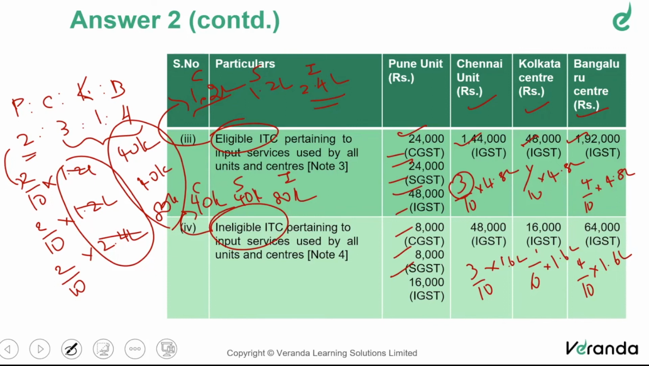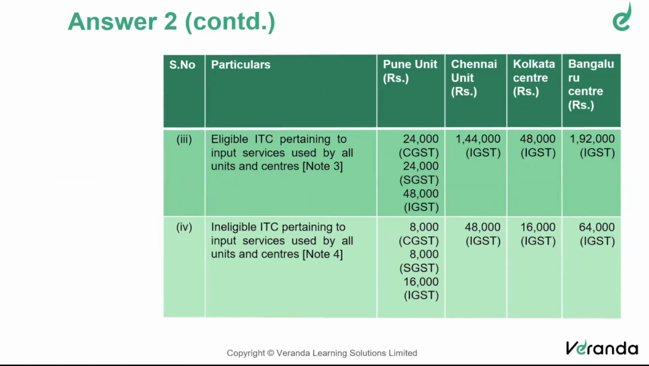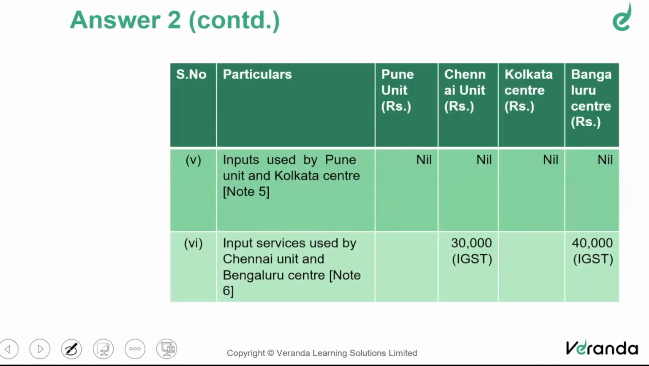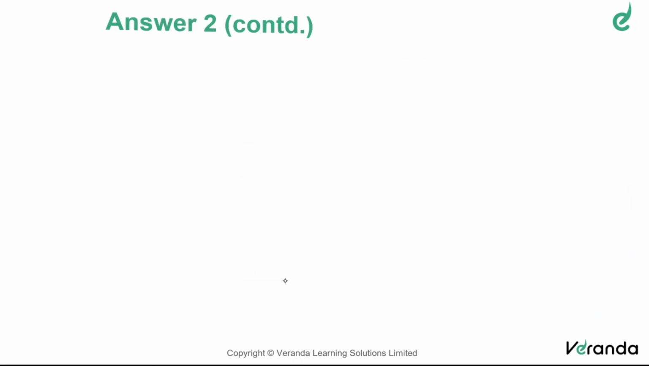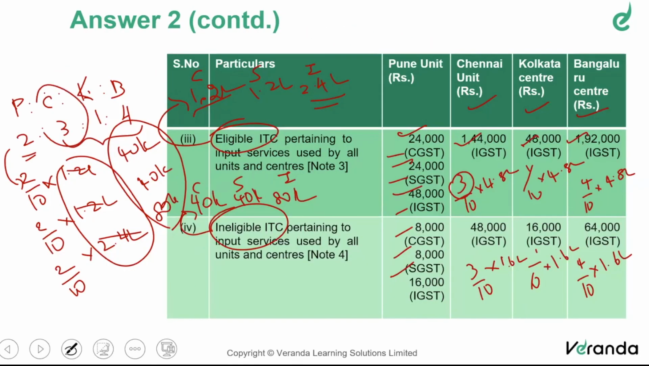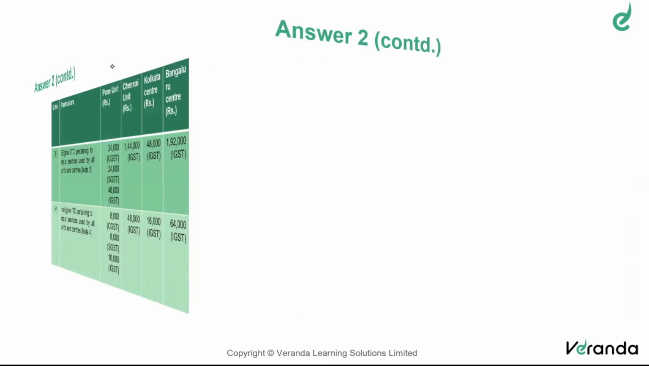Point number 2, it is inputs. So therefore, we should not distribute anything under this ISD concept. That is what is given here, inputs nil. Whereas point number 3, if you can remember, it pertains to Chennai and Bengaluru. So let's go back. Chennai and Bengaluru, this is the ratio, 3:4, 3/7 and 4/7.